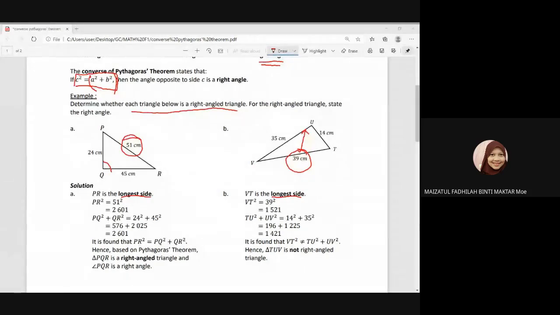Right. Okay. So I hope you understand. This is something that can sometimes appear in an exam. Alright. So please remember this one.